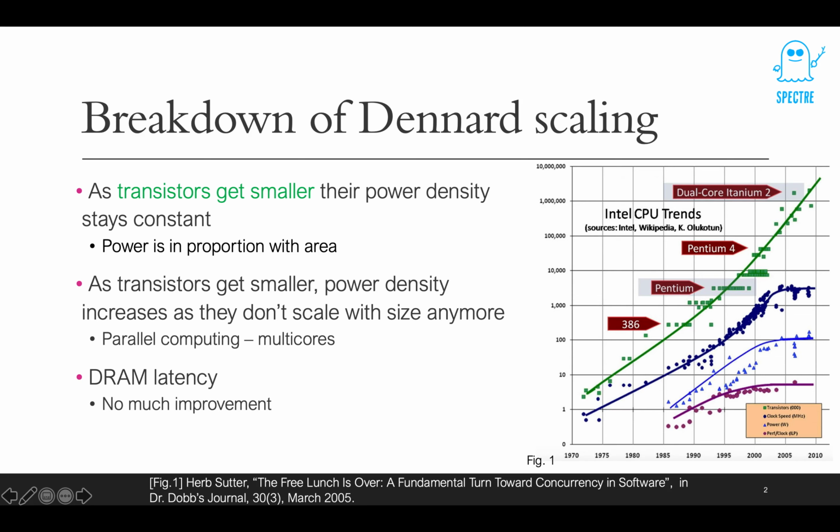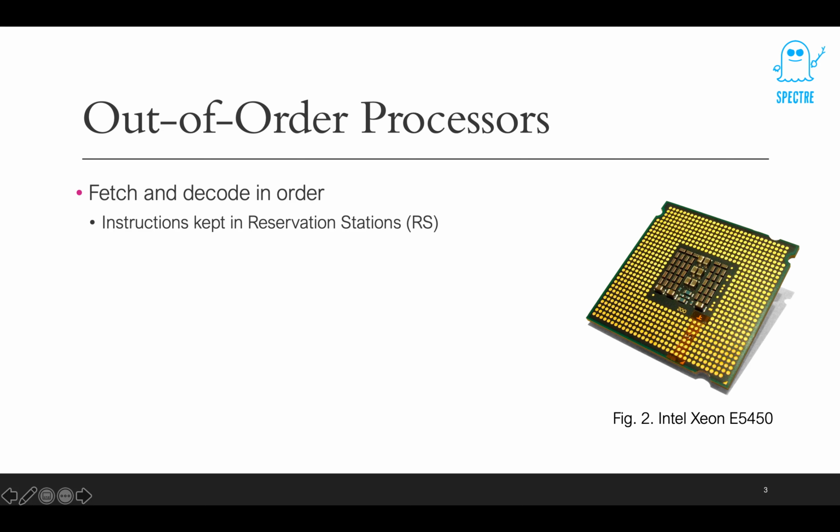The DRAM latency has not improved much in the past few years, which is affecting the performance of the system, as the processor needs to wait for the data it requested when there is a cache miss. A modern-day processor is an out-of-order processor. Out-of-order execution was the solution to the performance bottleneck caused by the speed difference between processor and memory. An out-of-order processor reorders the instructions before they get executed.